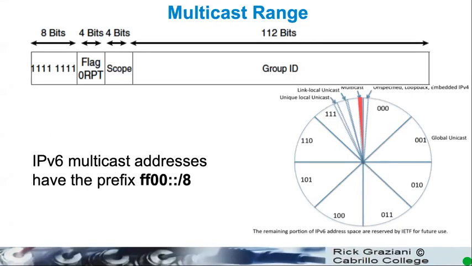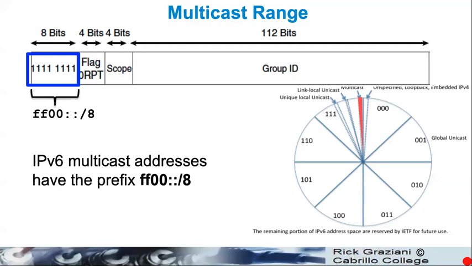Okay, the multicast range. So multicast addresses actually begin with FF. And that's because the first 8 bits are all 1 bit. So that's where we get the FF. So anything beginning with FF is a multicast.